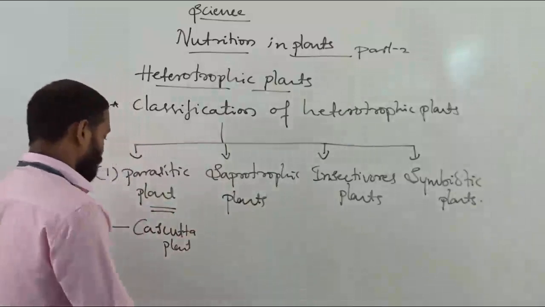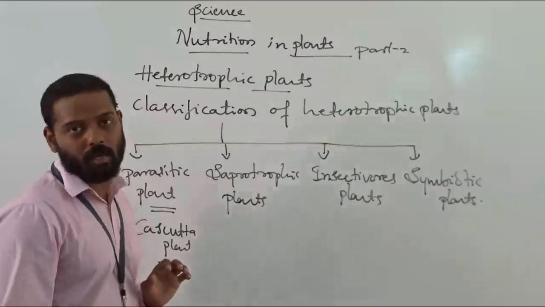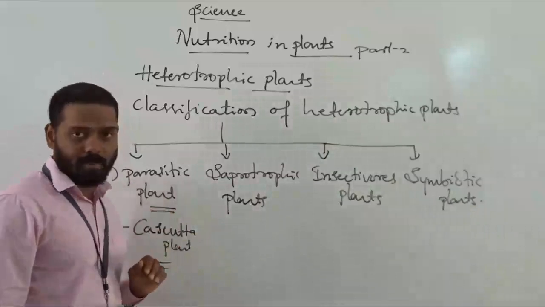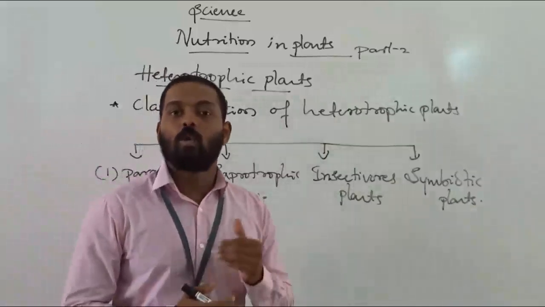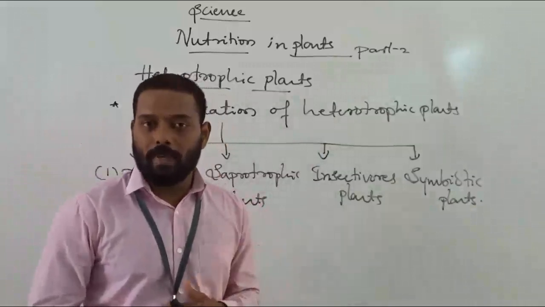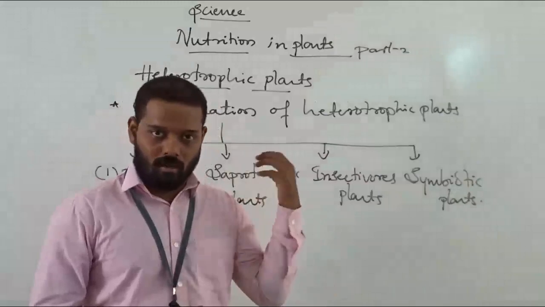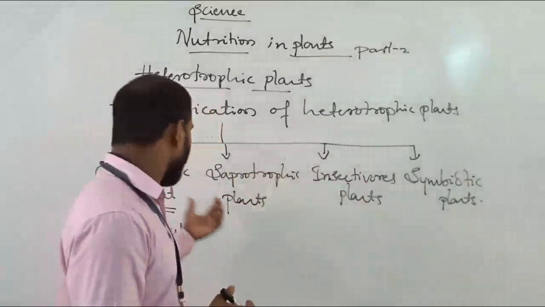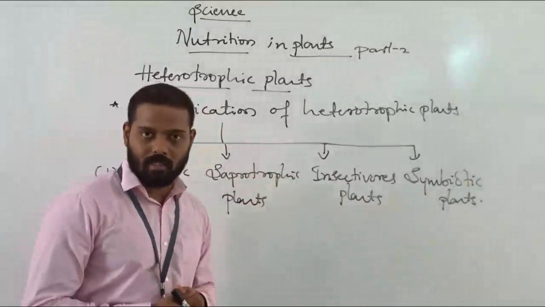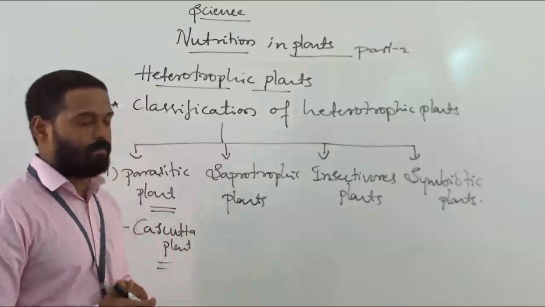Okay, so Cuscuta plants, or you can call it Amarbel plants, is an example of a parasitic plant. So how do we define a parasitic plant? Those plants depend for food on other plants, and from that they absorb the nutrients and survive. Such kinds of plants we can call parasitic plants. Example: Cuscuta plants or Amarbel plants.